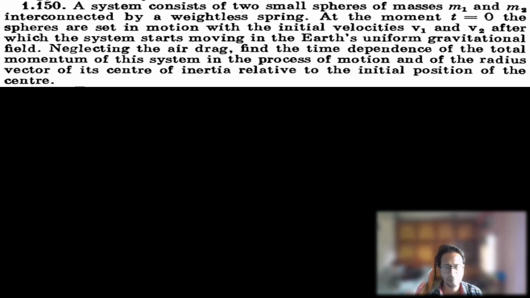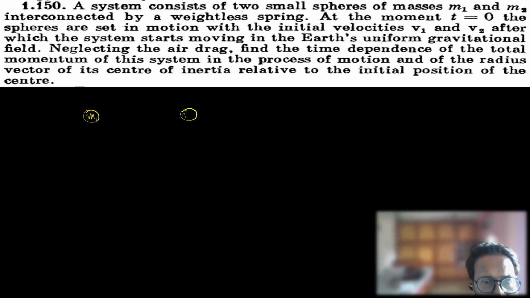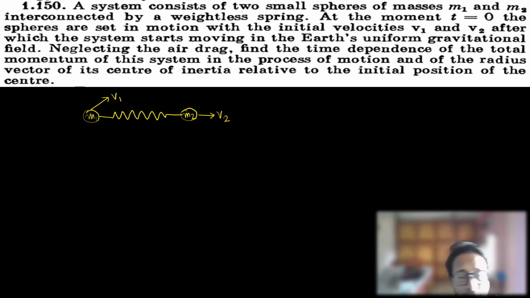In this question, there are two masses, m1 and m2. They are connected by a weightless spring, that means the mass of this spring is equal to 0. The velocities of them are v2 and v1. The directions of v2 and v1 are not specified in the question.